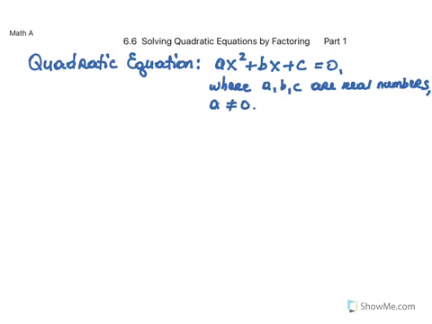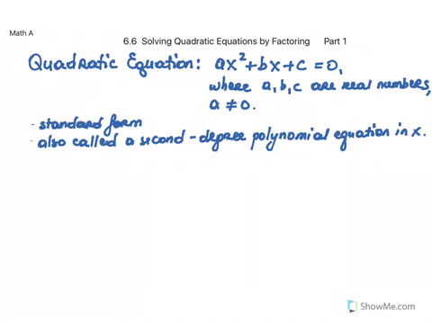are real numbers and a is not equal to 0. If it is 0, then we no longer have a quadratic equation because the first term would not be there any longer. This equation, we say, is in the standard form. We also say that it is a second-degree polynomial equation in x.